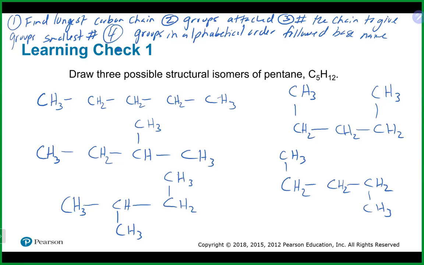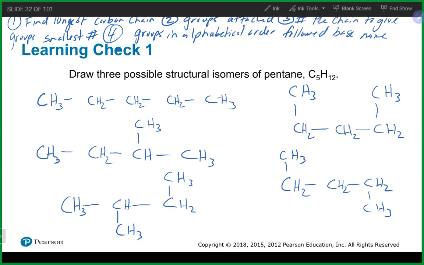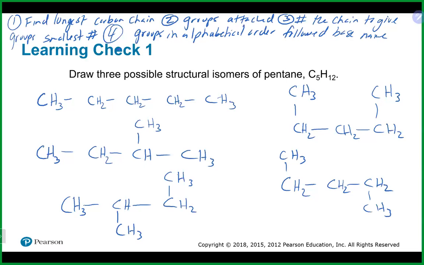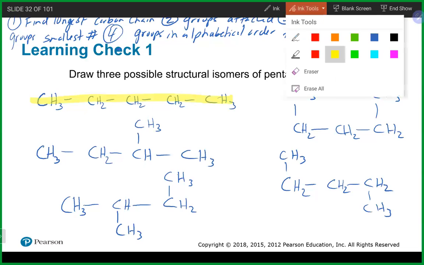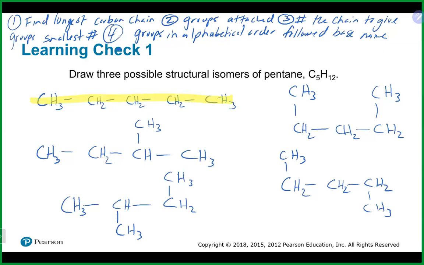Let's start with the very first one I drew, which is just 5 straight across. I don't think I can screw up on that one, hopefully, but we'll go. Longest carbon chain is 5 straight across. And there is nothing else attached there. Everything else is hydrogens. So clearly 5 straight across here will be pentane will be the name. Yeah. So that's a good start. We got one name.